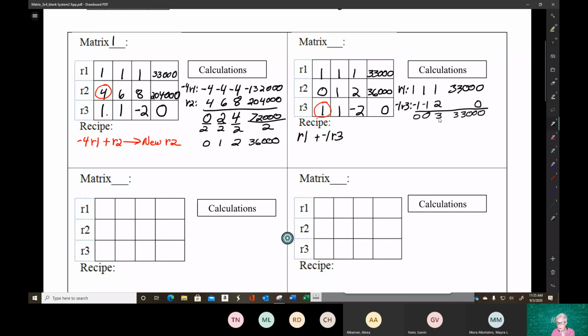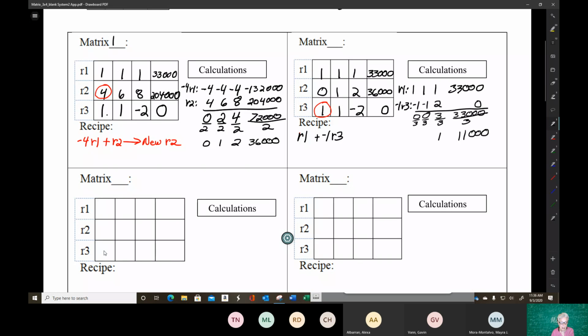Now, since 3 goes into 33,000 evenly, I can go ahead and divide every number. So we're going to have 1, and we're going to have 11,000. So this is almost perfectly solved. In fact, we're almost done. They have saved us so many steps.